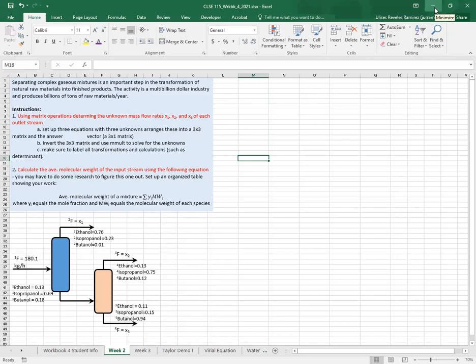This is a very important transformation of raw materials into finished products. This is a multi-billion dollar industry and produces billions of tons of raw materials every year. Okay, we have here the problem.